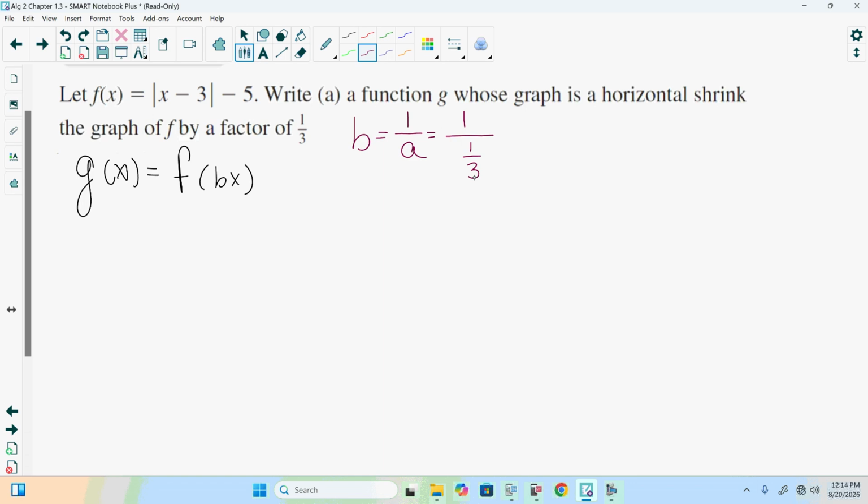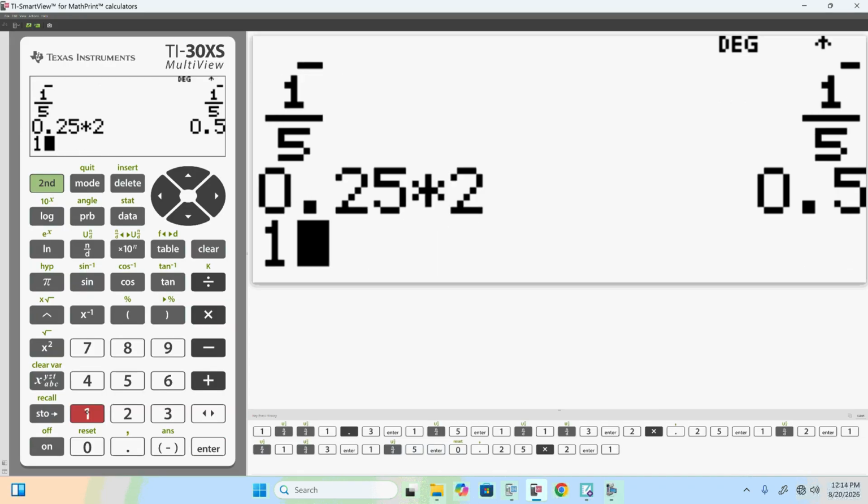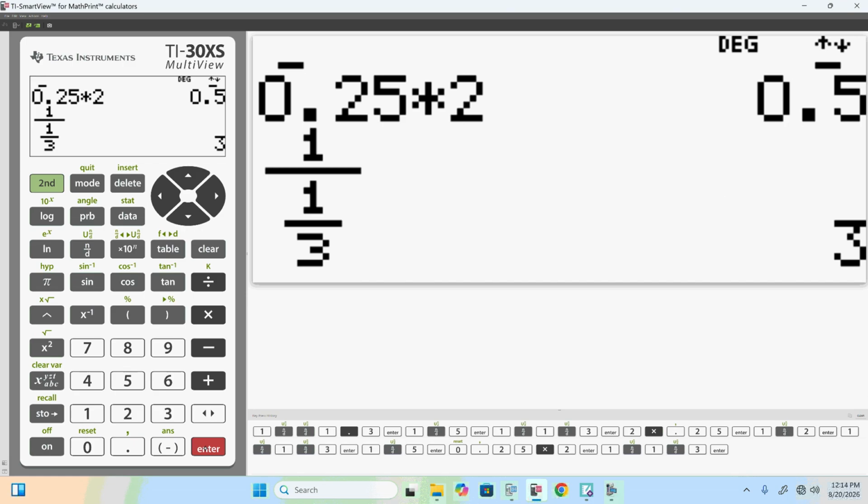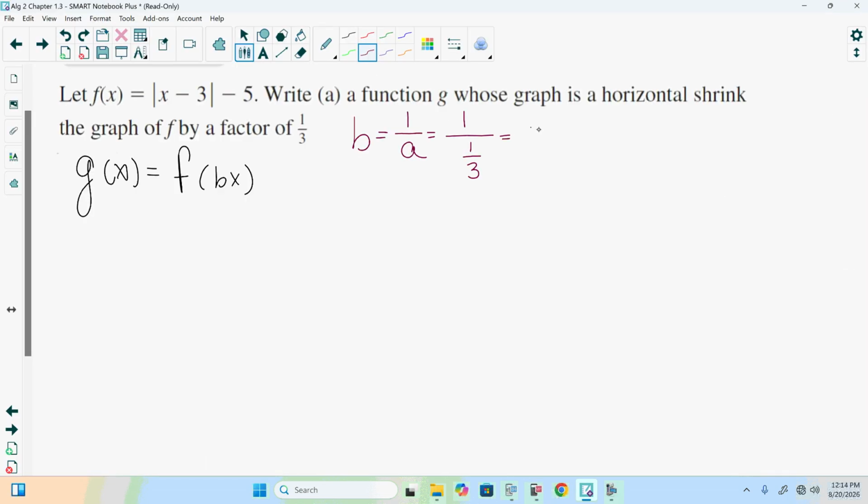We can't leave a fraction in a fraction. Well, 1 over 1/3 is 3. Really what we're doing is just taking whatever that value is and flipping it. So 1/3 would become 3. If we had 3, it would become 1/3. We just take the fraction or the number and flip it. If you're not sure how it flips, we can just do 1 over whatever that value is.